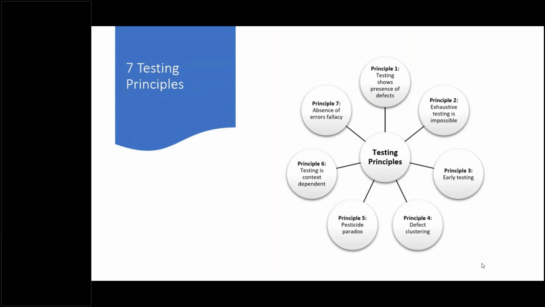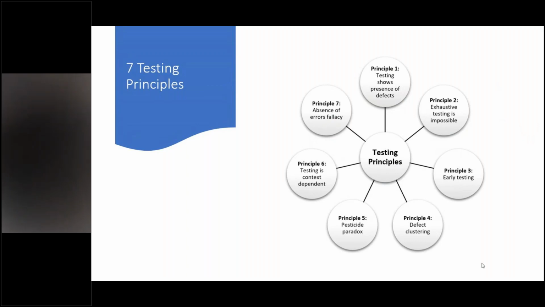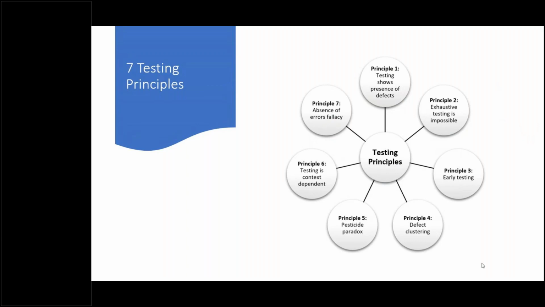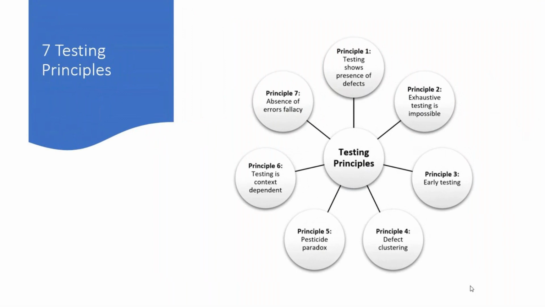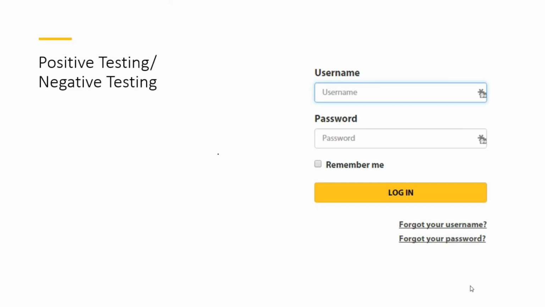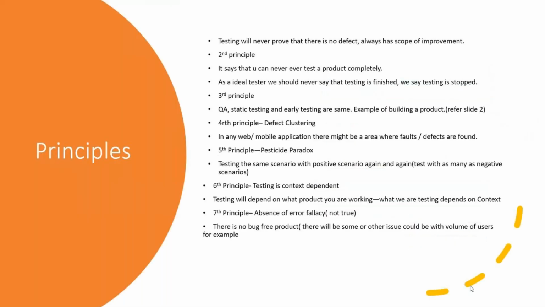Okay. The first principle says that testing shows presence of defects. Principle 2 is exhaustive testing is impossible. Principle 3 is early testing. Principle 4 is defect clustering. Principle 5 is pesticide paradox. Principle 6, testing is context dependent. And principle 7 is absence of error fallacy. So these are the 7 very important principles that every tester has to keep in mind while doing testing. Okay. So, yes, now we'll learn each and everything.